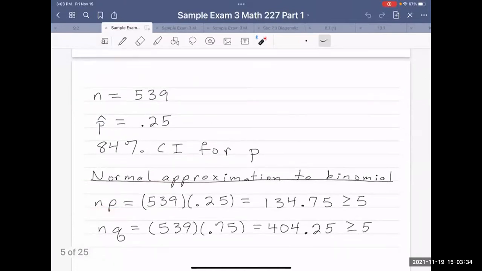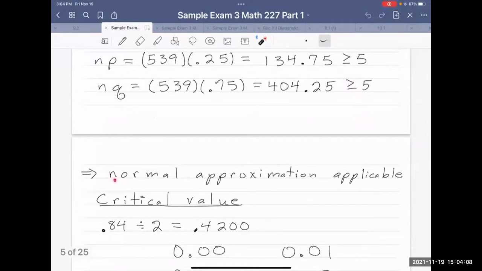So let's do n times p. So 539 times 0.25, 134.75, that's greater than 5. N times q, 539 times, if you have a 25% chance of success, you have a 75% chance of failure, 404.25. That's again greater than or equal to 5. Therefore, since both of these are greater than or equal to 5, yes, the normal approximation to the binomial distribution is applicable.